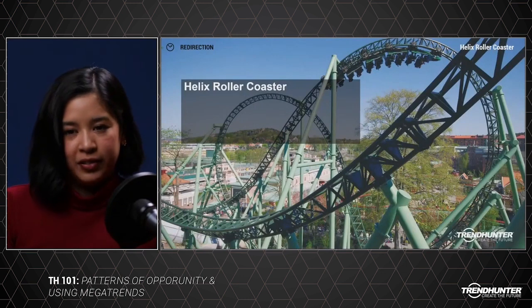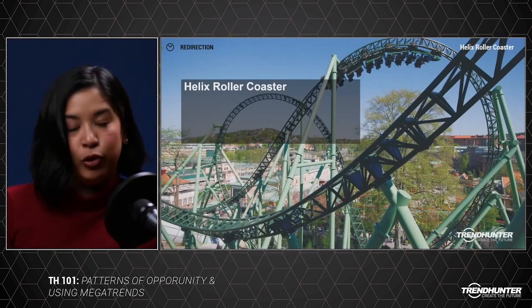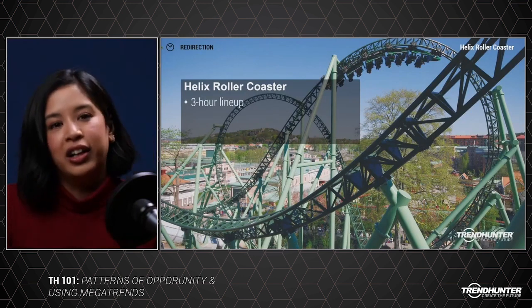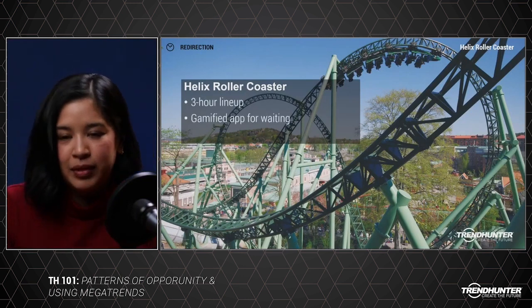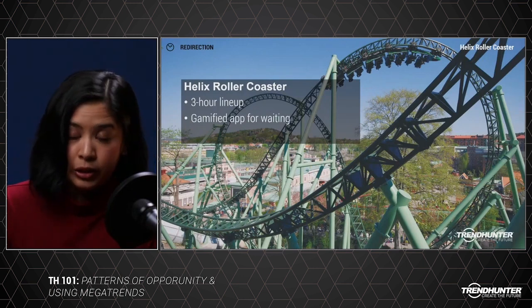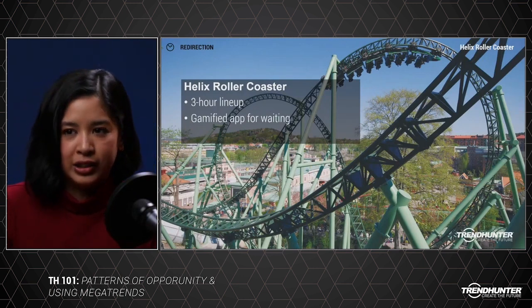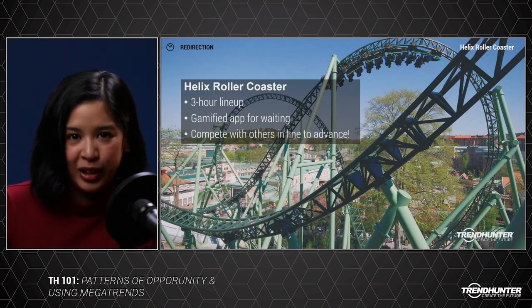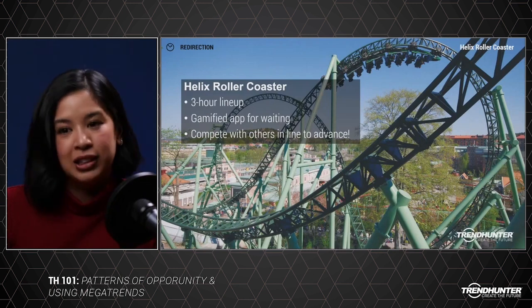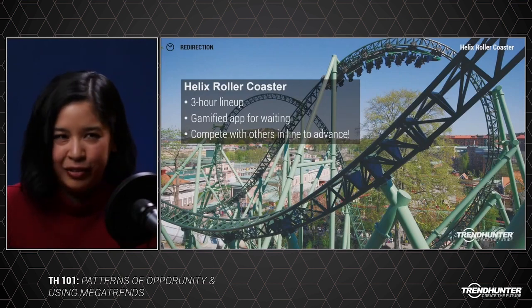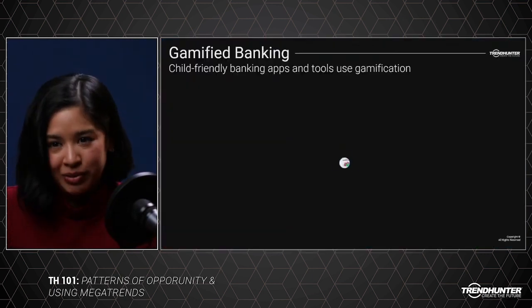A really great example of this is the Helix roller coaster. Now, ironically, the Helix roller coaster is one of the fastest roller coasters in the world with one of the slowest moving lineups. What they decided to do was create a gamified app for those who are waiting in line since the lineup averaged 3 hours. But that app was not just for distracting them with a video game while they were waiting. It actually gave them the tangible incentive of being able to compete with other people in line to advance the lineup entirely, so creating a kind of real-time competition.